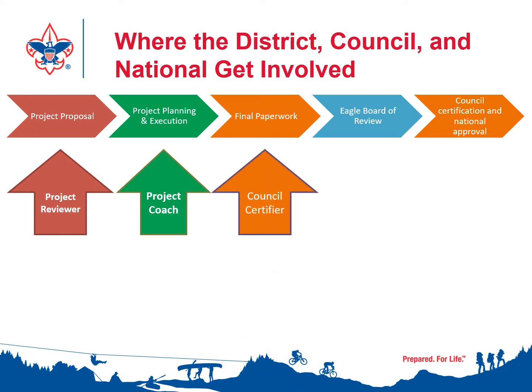The scout will submit all of the final paperwork through a web portal to the council, and the council certifier will be notified. The council certifier will check the application and all of the dates in the application, make sure that the scout is registered, make sure there are no conflicts with registration and rank dates and things like that. The council certifier will contact the scout or the unit if there are any issues, and they'll work through the issues.